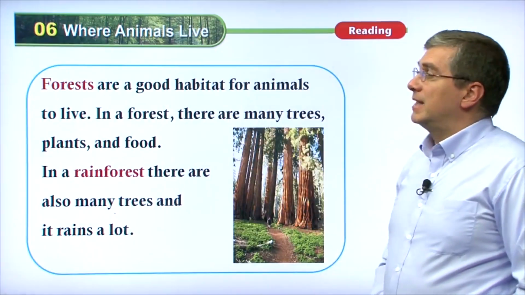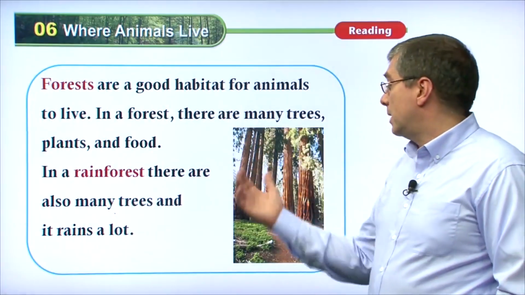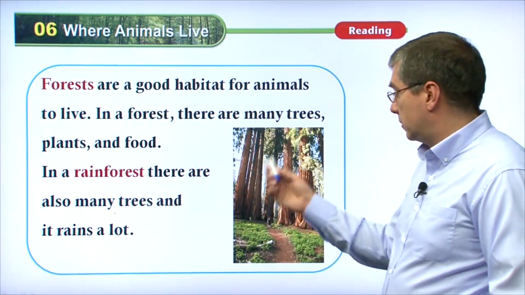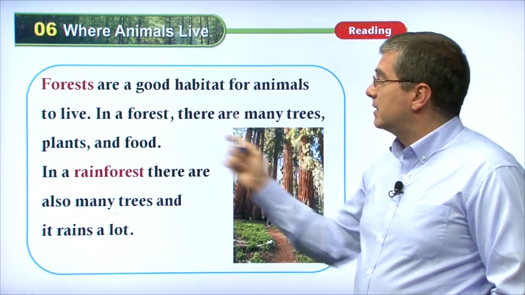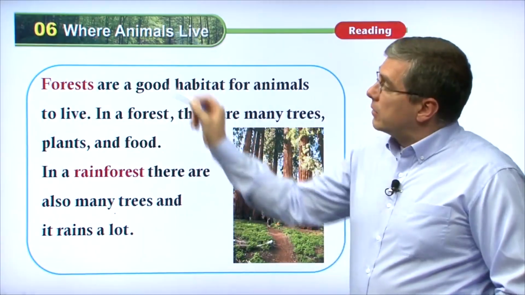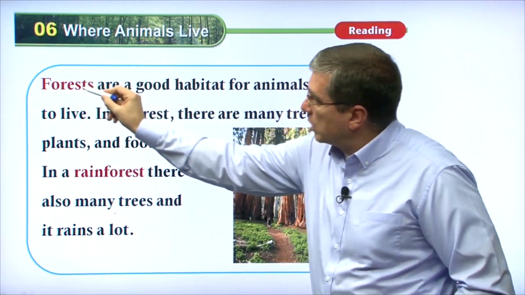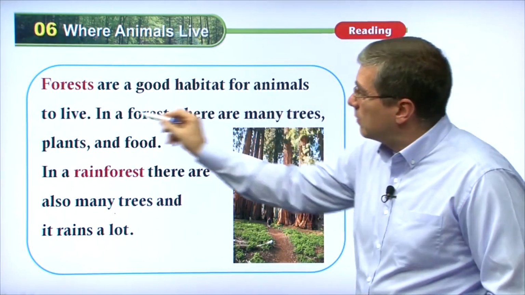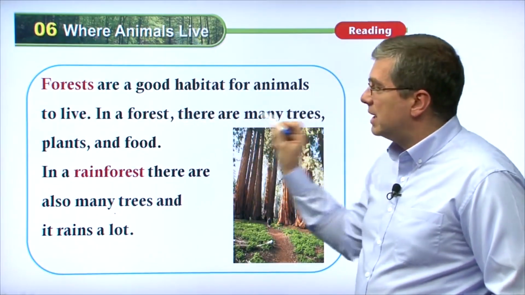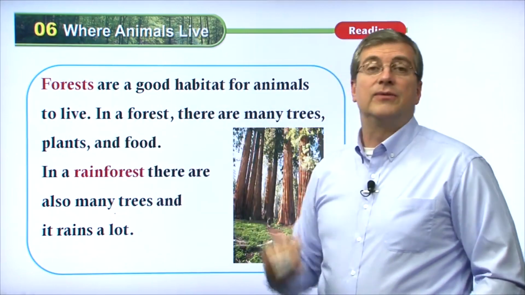Forests are a good habitat for animals to live. So one type of habitat is a forest, and we can see a picture of a forest here. In a forest, there are many trees, plants, and food. So this is our first habitat right here, forests. We hear kind of a general sentence about forests, then we hear more details. Many trees, many plants, and lots of food.